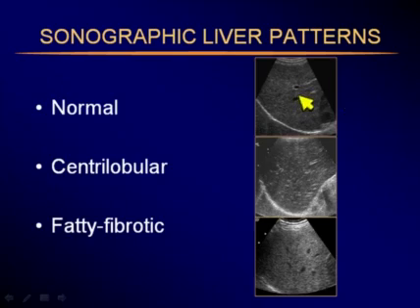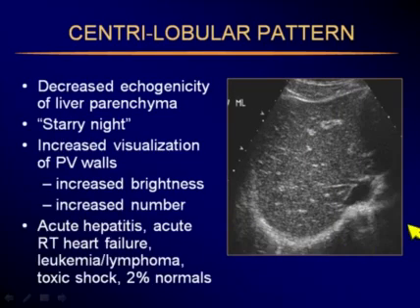There are basically three patterns in the liver: the normal pattern, the centrilobular pattern, and the fatty-fibrotic pattern. We already discussed the normal pattern. Now there's the centrilobular and the fatty-fibrotic. If you look at it closely, this one has too many portal vein walls. This one doesn't have any, and let's talk about the reason for that.